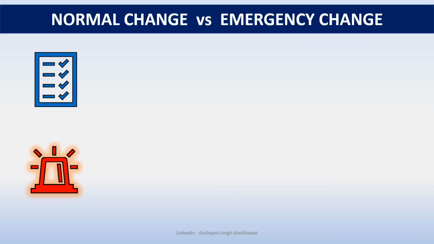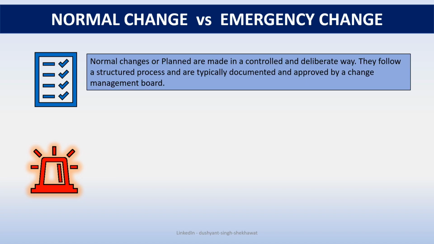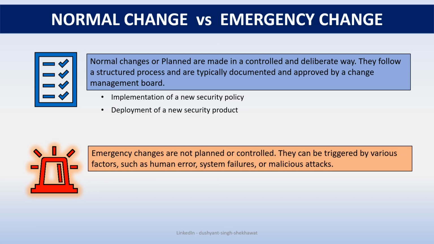There are two main types of changes. One is normal change, or we can also call it a planned change. These are the changes that are made in a controlled and deliberate way, meaning that they are already planned and already scheduled. They are typically documented and approved by the change management board. Example can be implementation of any new security policy or deployment of any new security product, which we have already planned, right?